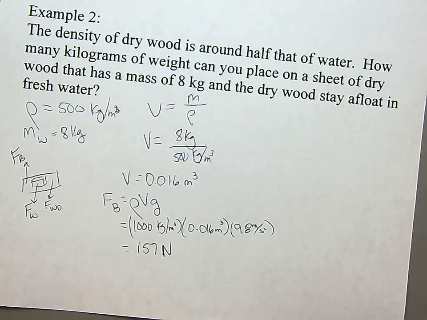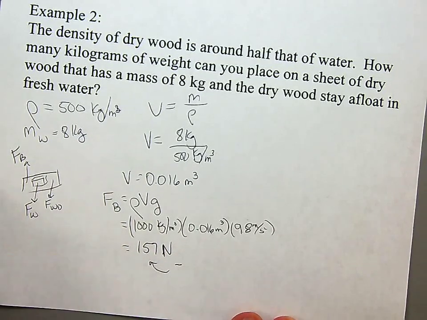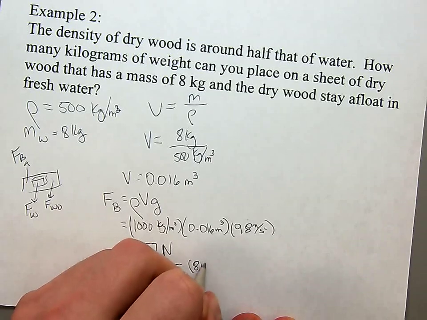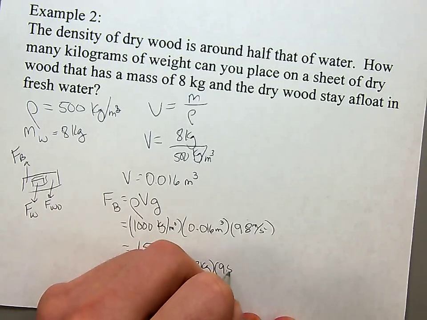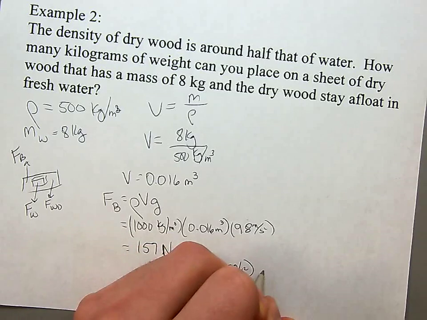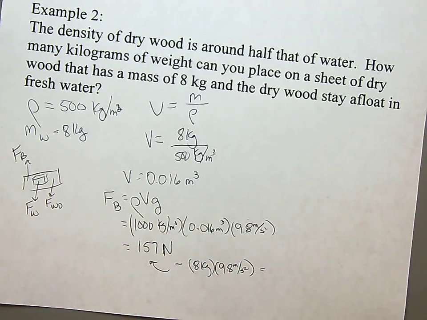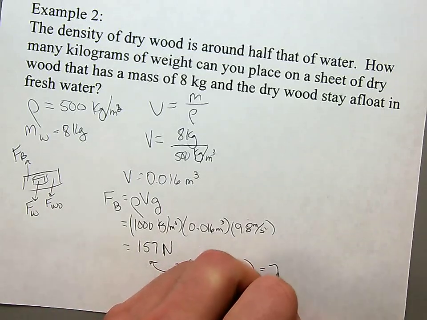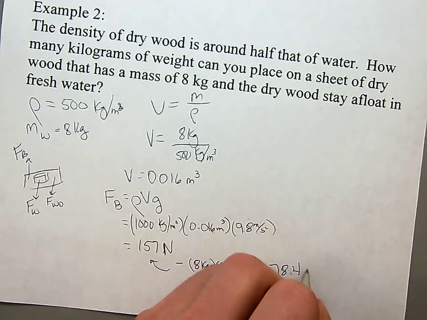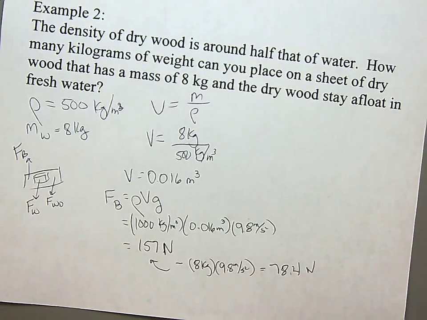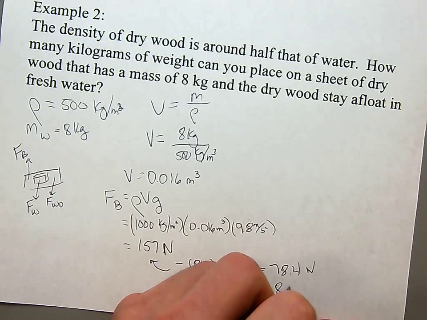Yes. If I subtract from that the weight of the wood, then I figure out how much weight I can put on top. So I'm going to subtract from that the weight of the wood, which is 8 kilograms times 9.8 meters per second squared. Okay, so the weight that can be supported is 78.4 newtons. Divide that by 9.8, and so we get 8 kilograms.